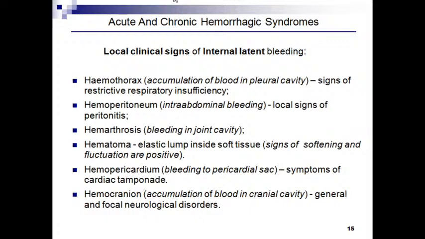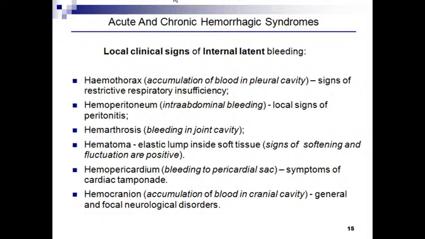Hemoperitoneum is intra-abdominal bleeding, with local signs of peritonitis plus general signs of blood loss. Hemarthrosis is bleeding into the joint cavity, presence of blood in the joint cavity. The joint becomes enlarged, outlines are smooth, palpation is very painful, soft tissues are tensed, active and passive movement in the joint is decreased, so there is a lump syndrome in the joints.